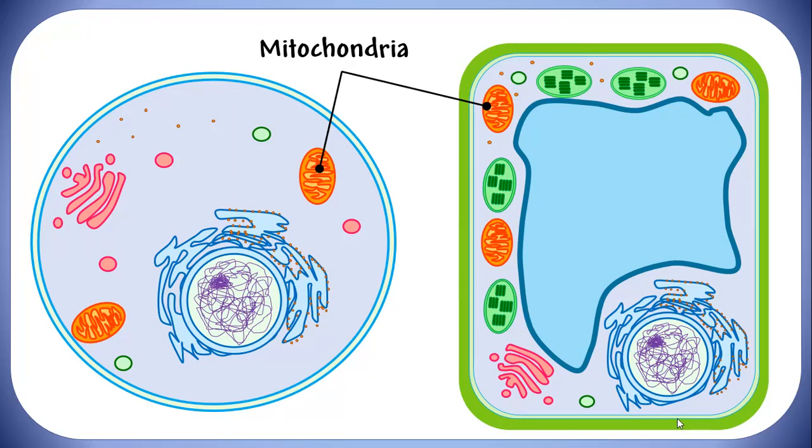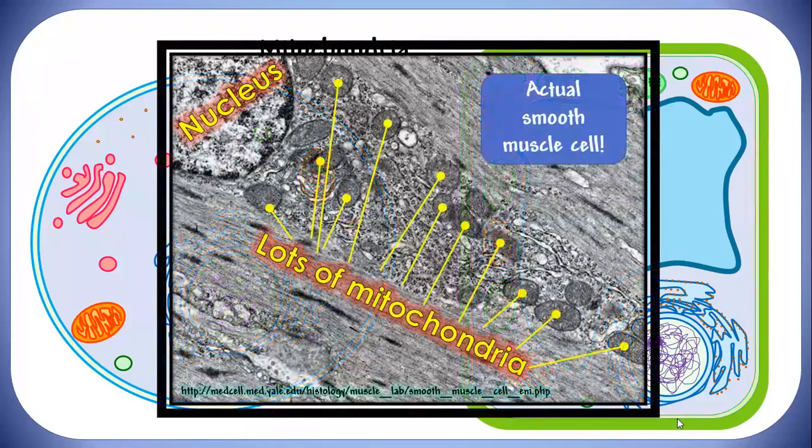Their main function is to convert the chemical bond energy of other molecules into the bonds of ATP. The number of mitochondria can vary widely in different cells dependent on their energy needs. For example, human muscle cells contain hundreds of mitochondria in each cell, but red blood cells contain none.